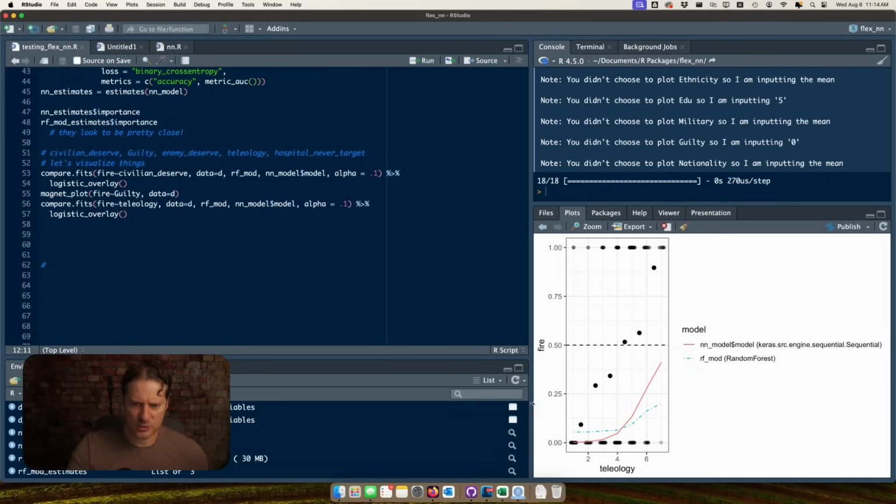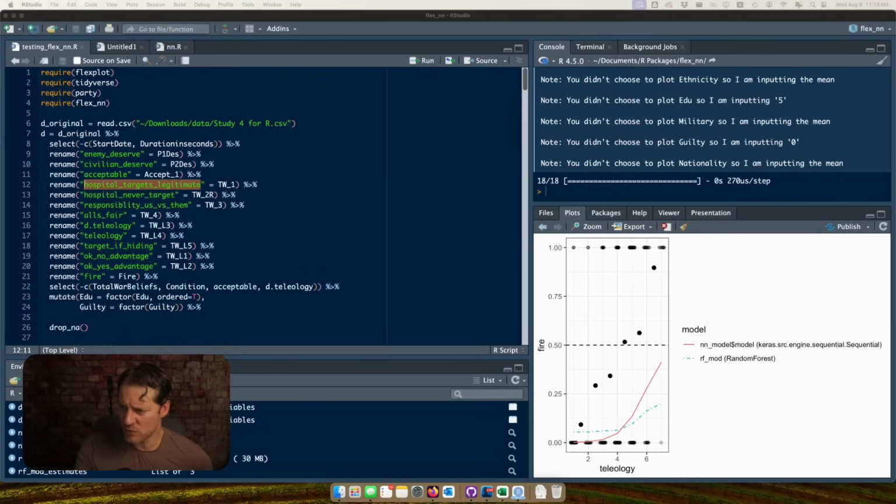I'm going to guess that that's what's happening, that teleology is highly correlated with some of these other variables, as it should be, because there's so many questions that essentially ask the same thing. So the teleology question is asking, during war, it is acceptable to carry out a crucial military strike if some civilians would die as an unavoidable side effect, as long as more lives will be saved in the long run.